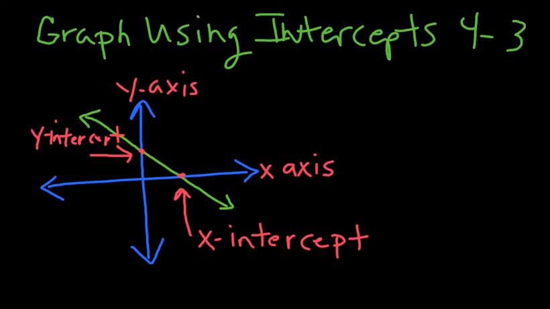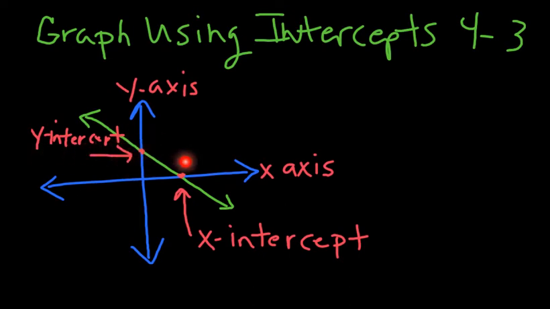Okay, graphing using intercepts, 4-3. Intercepts mean when you have a graph of a line, where does the line cross the x-axis and where does the line cross the y-axis? The place where the line touches the x-axis is called the x-intercept. The place where the line crosses the y-axis is called the y-intercept.